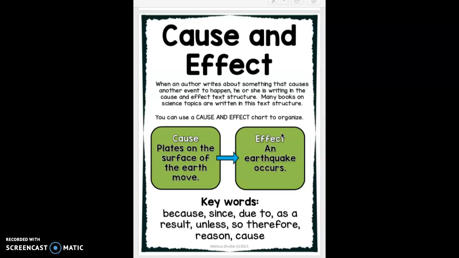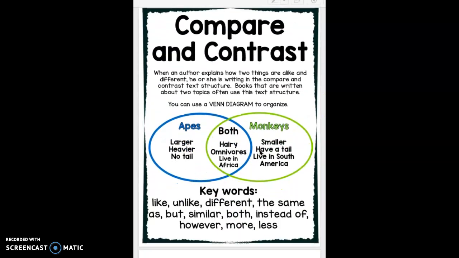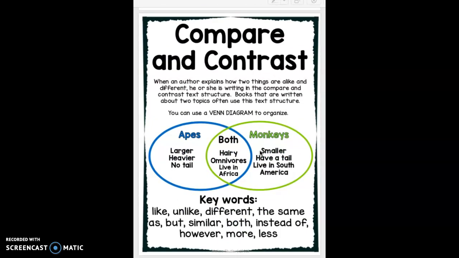Those ones are real pretty easy ones, basic ones I'm sure you're pretty familiar with. The next one is called compare and contrast. Again, you've seen Venn diagrams before. This is where you're talking about things, comparing them. What do they have in common? How are they the same? And contrasting, how are they different? What are their differences? So when an author explains how two things are alike and different, they're using a compare and contrast text structure.